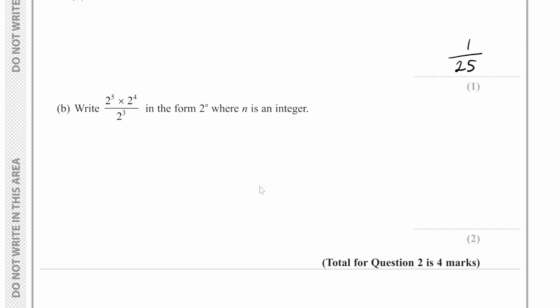2 to the power of 5 times 2 to the power of 4, all over 2 cubed, in the form 2 to the power of n. So when we multiply indices, we add the powers. So for the top line, 2 to the power of 5 times 2 to the power of 4 is 2 to the power of 9. Then when we divide indices, we take away the powers. 9 take away 3 is 6. So 2 to the power of 9 divided by 2 to the power of 3 is 2 to the power of 6.